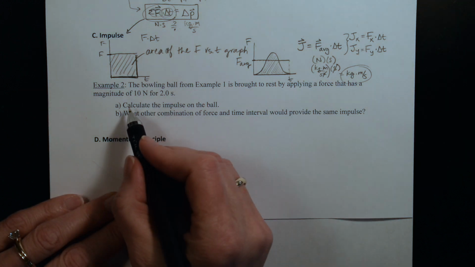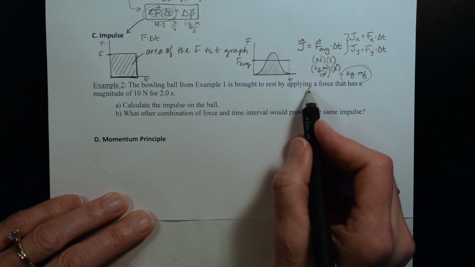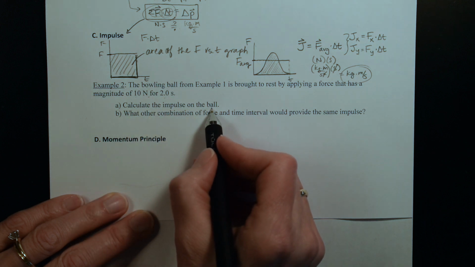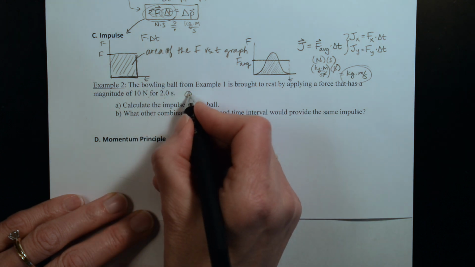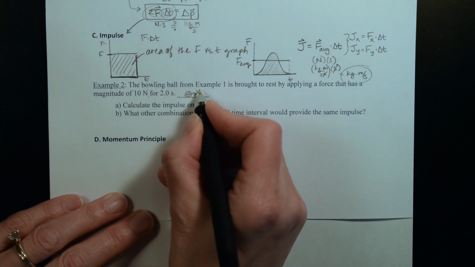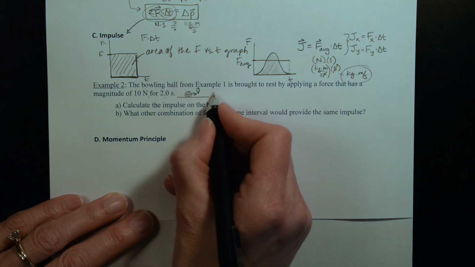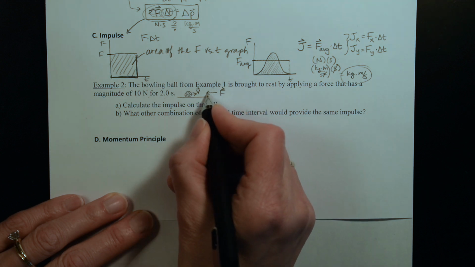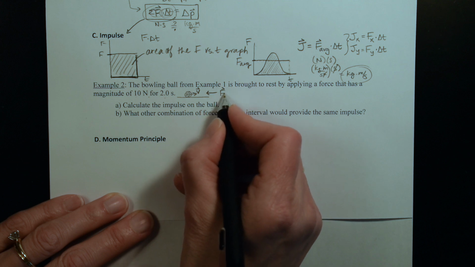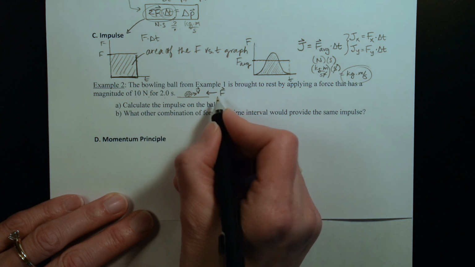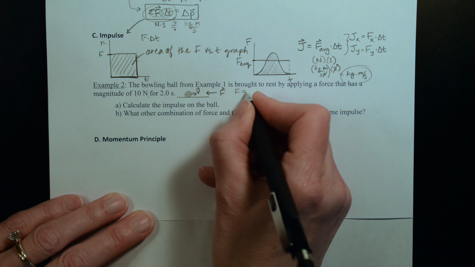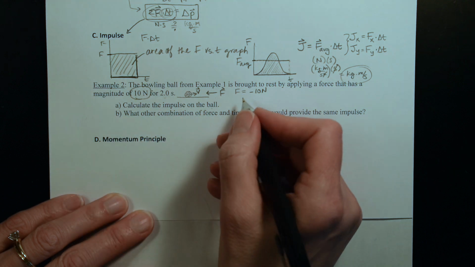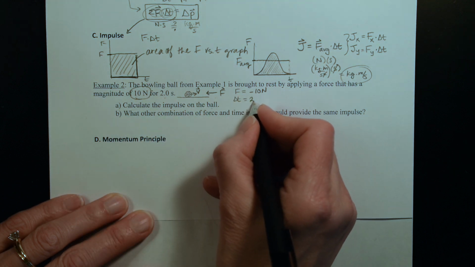Let's do a little example. The bowling ball from example 1 is brought to rest by applying a force that has a magnitude of 10 newtons for 2 seconds. Calculate the impulse on the ball. Well, the ball is moving horizontally with this velocity. To stop it, we're going to need to apply a force in the other direction. So thinking about signs, I can tell right now the force is going to be negative. So my force is going to be negative 10 newtons. See how you have to add the sign on manually. And the time is 2 seconds.